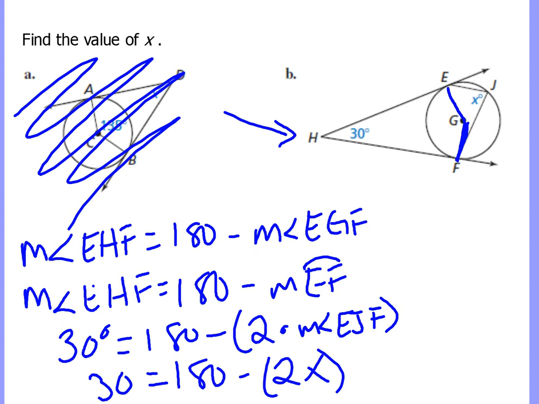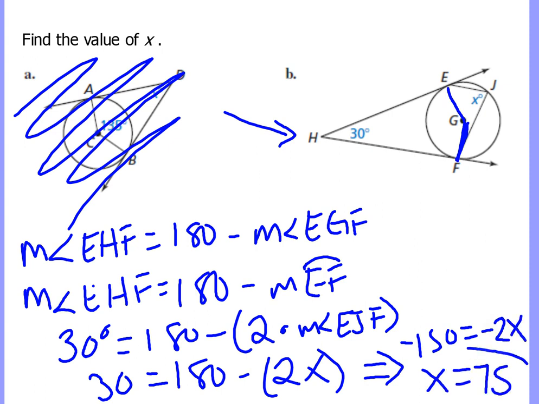So really, in the end, and I'll just put some arrows here, we subtract 180, so we get negative 150 equals negative 2x, and x in the end is 75.